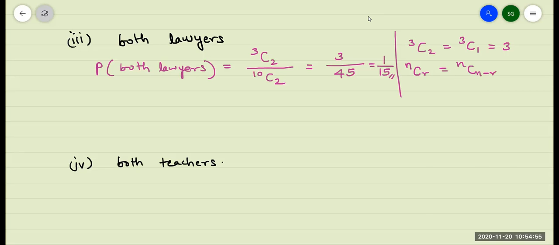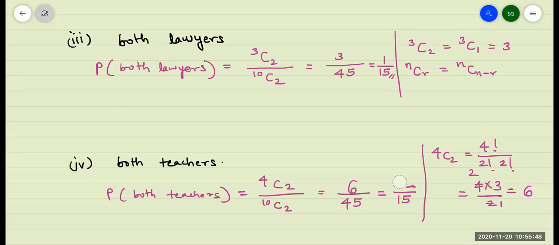So probability of getting both teachers, since there are 4 teachers, numerator would be 4C2 divided by 10C2, that is NS. And after calculation, you get this answer.